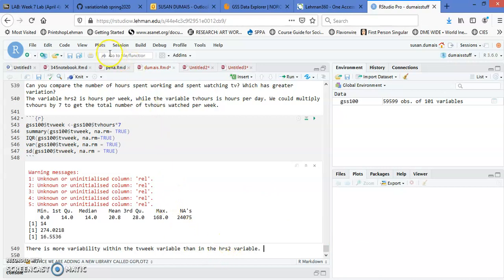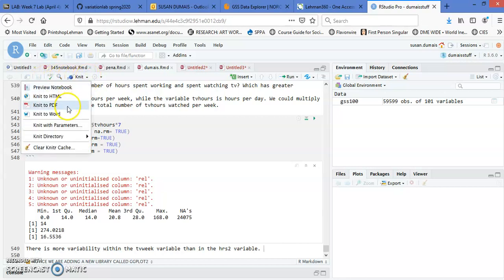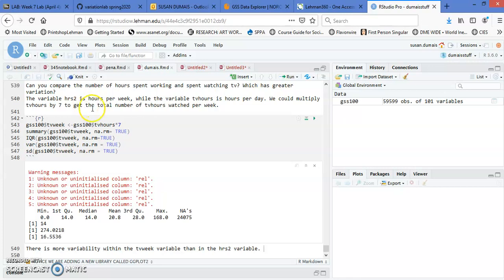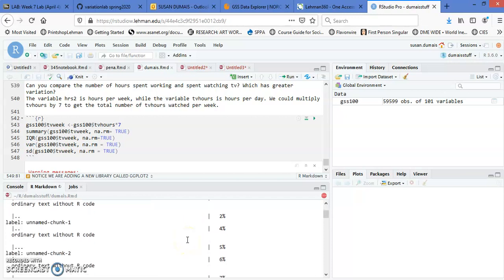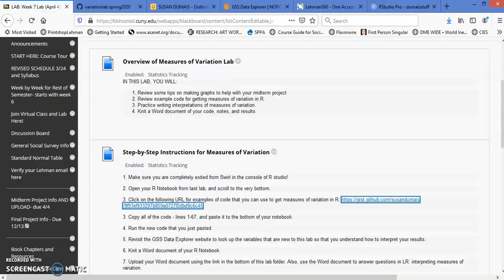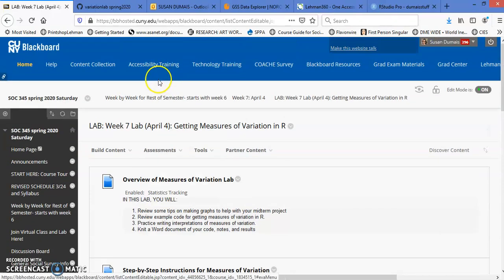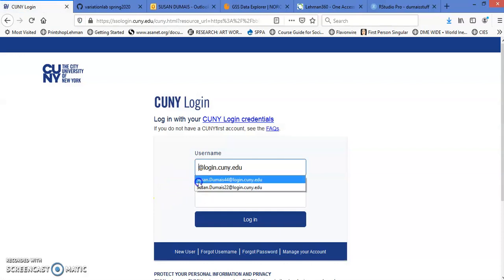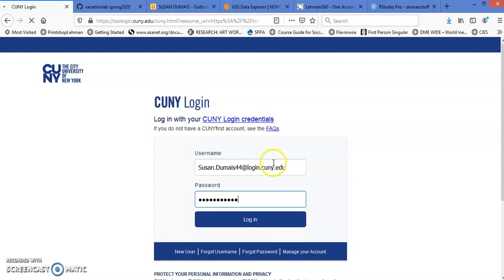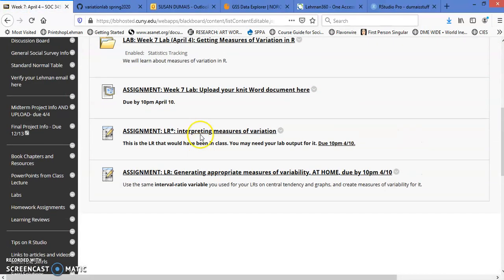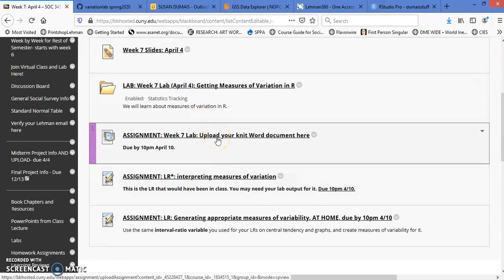So we're going to make sure to save this by pressing our save button, and then we're going to knit it to Word. And then after we knit this document, hopefully it's doing its knitting down here. We're watching it. Yeah. After we finish knitting it, we're going to go back over to our Blackboard, go into the week by week for week 7. Oh man, it logged me out. And upload your Word document here. There you go.